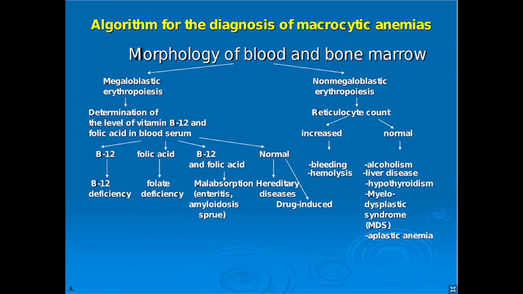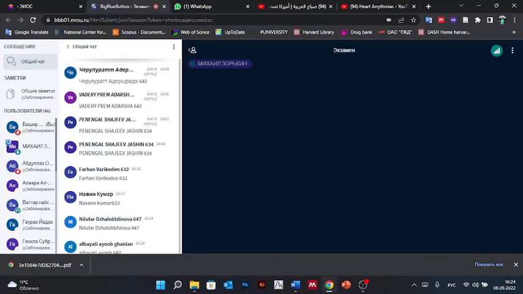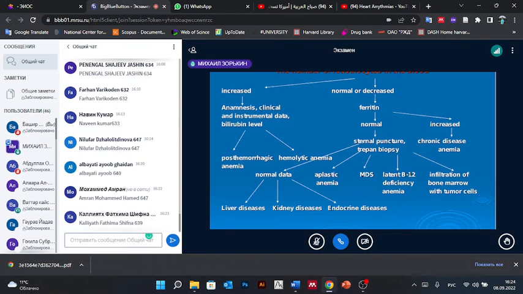In the case of a normal level of the RPI, that could be liver disease, cirrhosis, hypothyroidism, myelodysplastic syndrome, aplastic anemia. Normocytic and normochromic types of anemias. We take a look at the reticulocytes. If they're increased, we must consider anamnesis and bilirubin level in order to exclude post-hemorrhagic or hemolytic anemia.